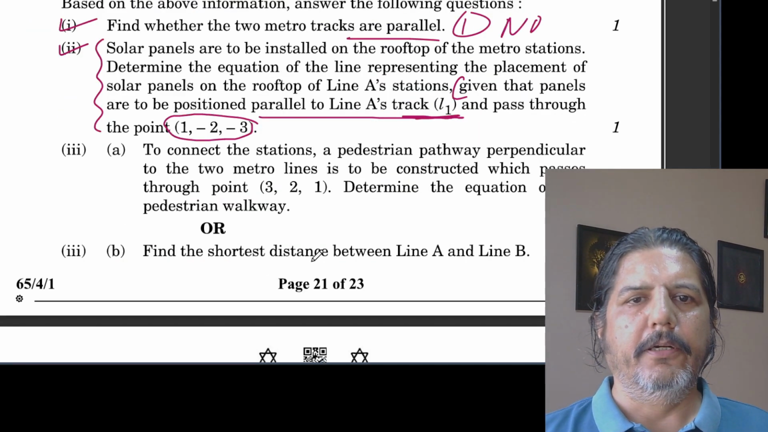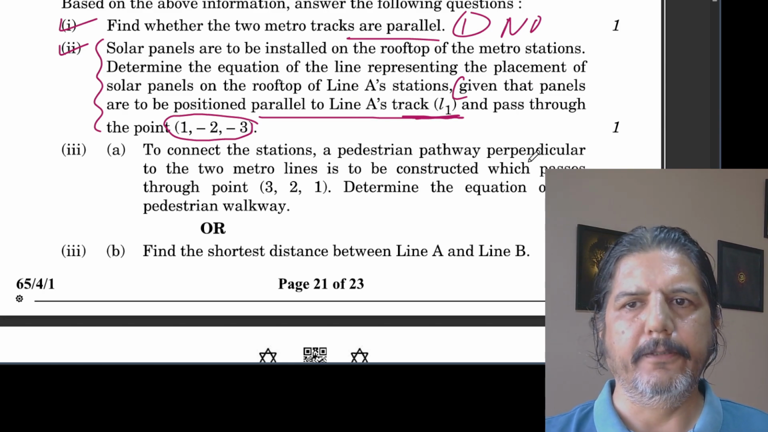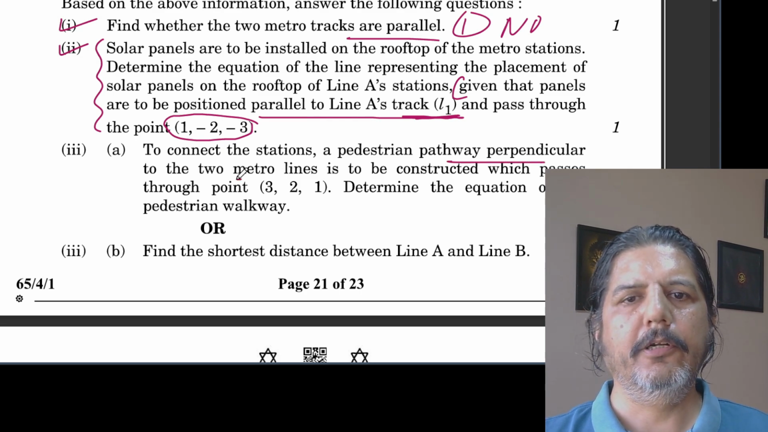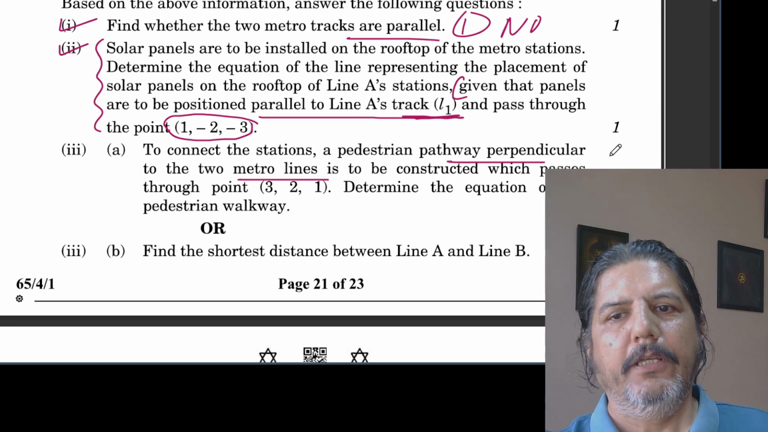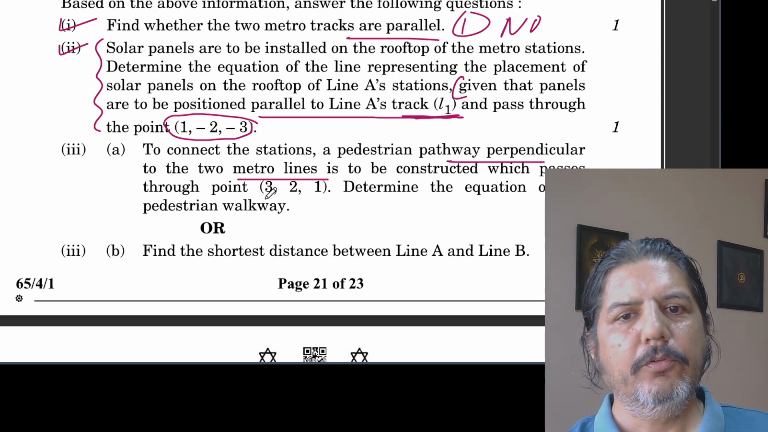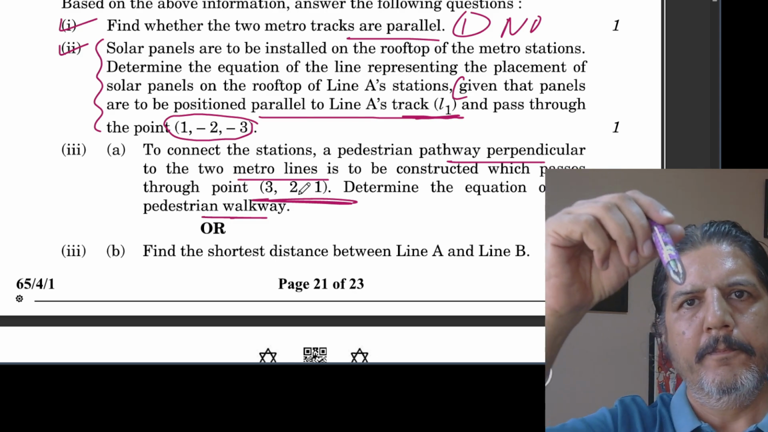Let's come to the third part. To connect the stations, a pedestrian pathway perpendicular to the 2 metro lines is to be constructed. So there's a pathway which should be perpendicular to the 2 lines, which passes through the point (3, 2, 1). How do I find the direction ratios of this line?